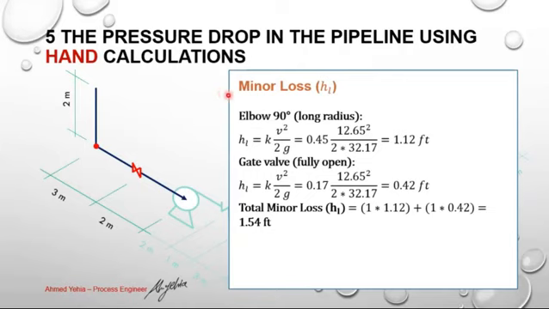Let's calculate now the minor loss. We have the equation here: HL equals K multiplied by V squared over 2g. g is the acceleration of gravity, in our units 32.17. So we have two fittings: the elbow 90 long radius, and the gate valve full open. This is the given data in our example.